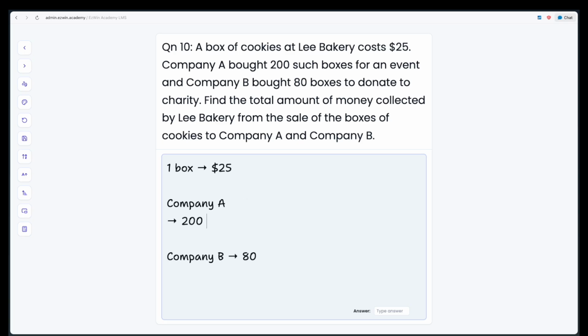So 200 times 25 is equal to, I think we can do this: 25 times 2 is 50, and then we put 2 zeros at the back. This will be $5,000.